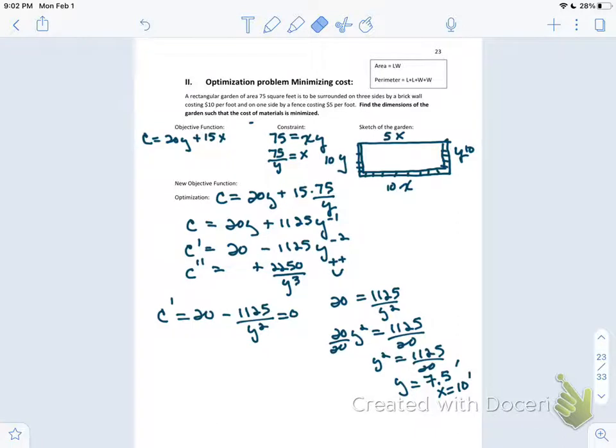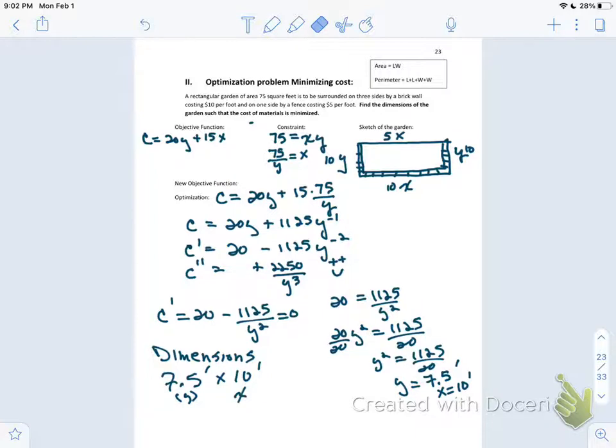Okay, so it says, find the dimensions of the garden such that the cost of the material is minimized. So it looks like my dimensions will be 7.5, and that's going to be the y, by 10, and that's going to be the x. Okay, those are my dimensions. Now, I could also ask you about the costs, so you can really answer lots of questions.